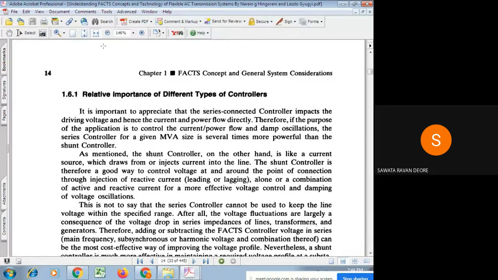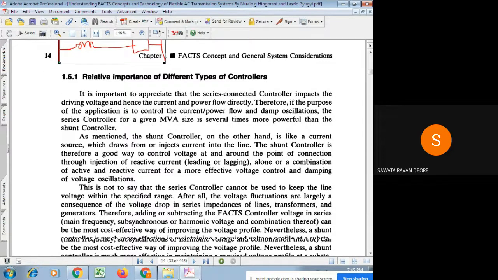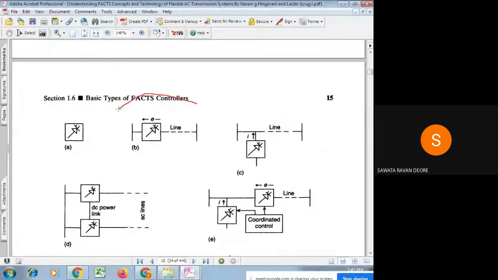First of all, if we talk about the series controller, this is the transmission line, and in series with the transmission line we are using the series controller, that is, the series FACTS controller. Here, as an example, you see an example of a series FACTS controller. Here we are injecting a voltage such that it is in quadrature with the line current, so it can exchange reactive power with the transmission line.